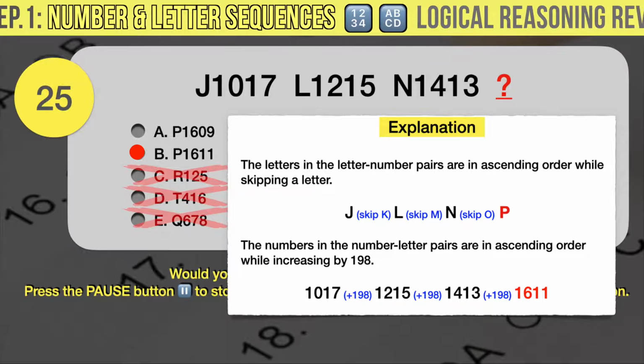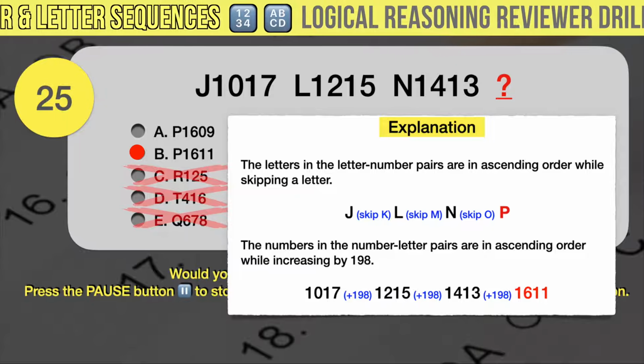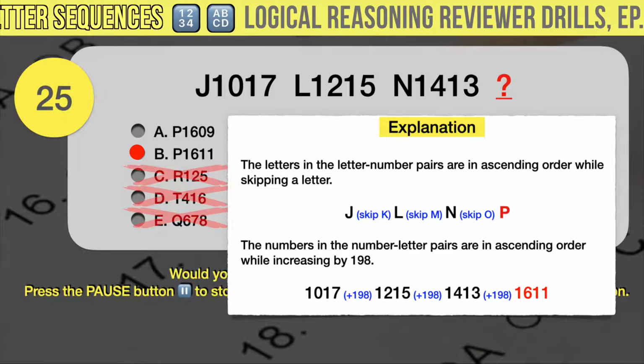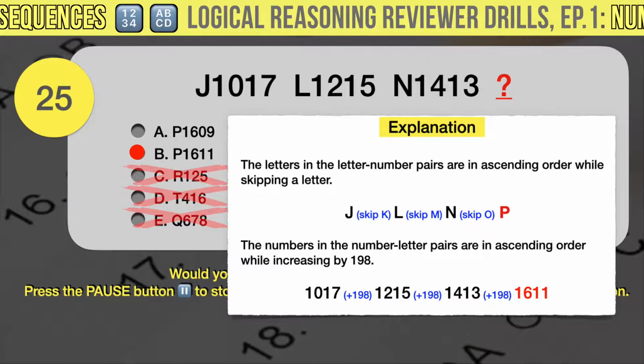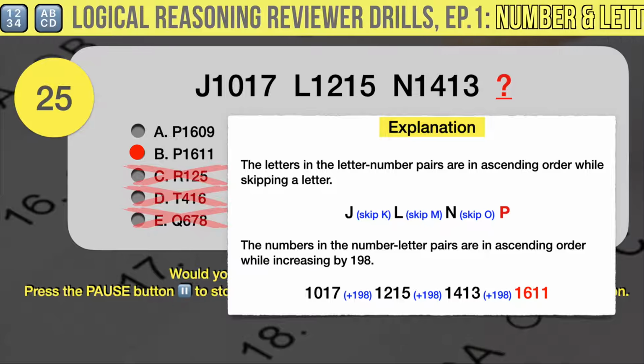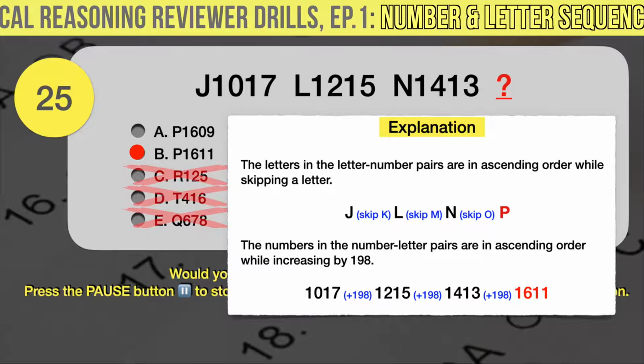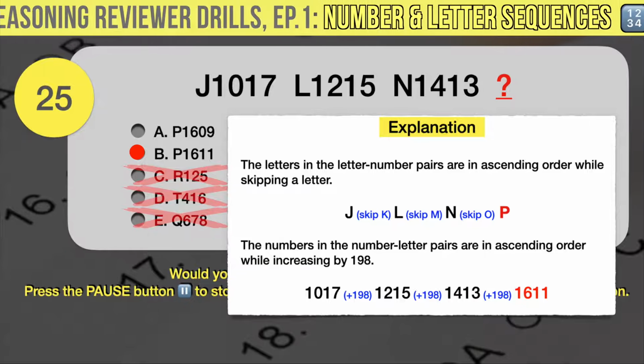Meanwhile, the numbers in the number letter pairs are in ascending order while increasing by 198, as follows. 1017 plus 198 equals 1215, plus 198 equals 1413, plus 198. Therefore, the next number should be 1611.